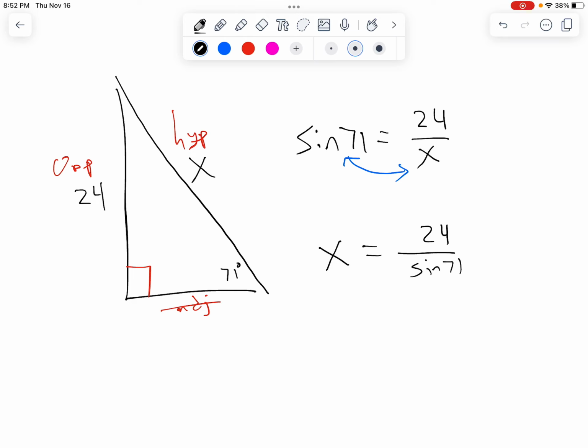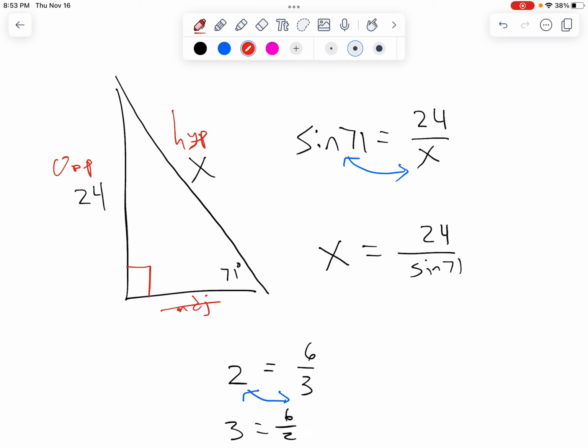Let me just prove to you that that trick works. Let's say you have 2 is equal to 6 over 3. You can do the same thing by switching these guys out, and you can say that 3 is the same thing as 6 over 2. See how we did that? So it works out, and you can do it here.